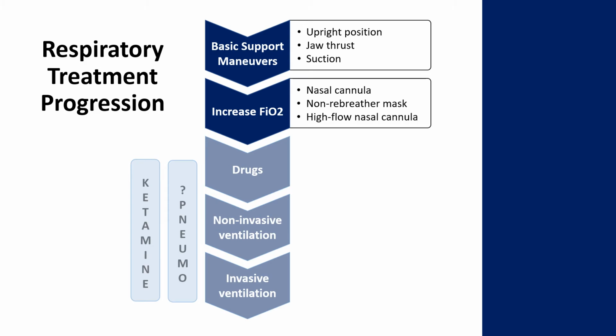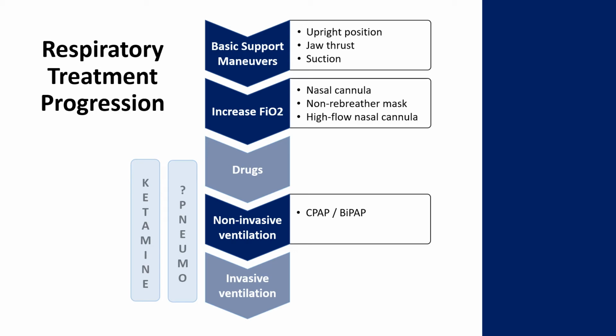So that covers your options for increasing the FiO2 in the environment. And if you apply 100% FiO2 and things are still not settling down, you're going to have to find a way to actually blow air into the patient. So that moves us to our non-invasive ventilation techniques, which might include a CPAP or a BiPAP machine or use of a bag valve mask device.